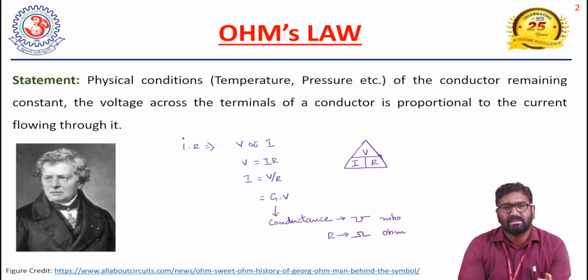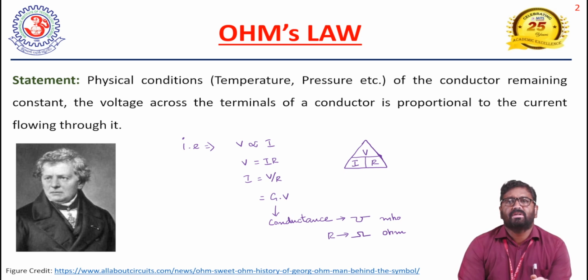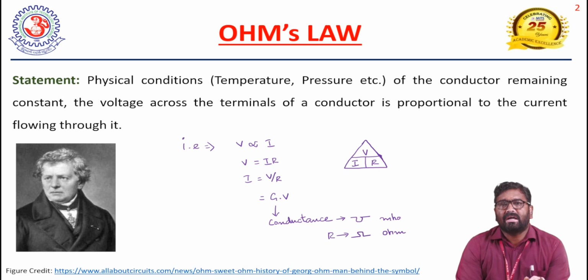Ohm's law states that, the physical conditions of the conductor remaining constant, the voltage across the terminals of a conductor is proportional to the current flowing through it. So we have to know the formulas related to V, I and R: V equal to IR, I equal to V by R, and R equal to V by I.